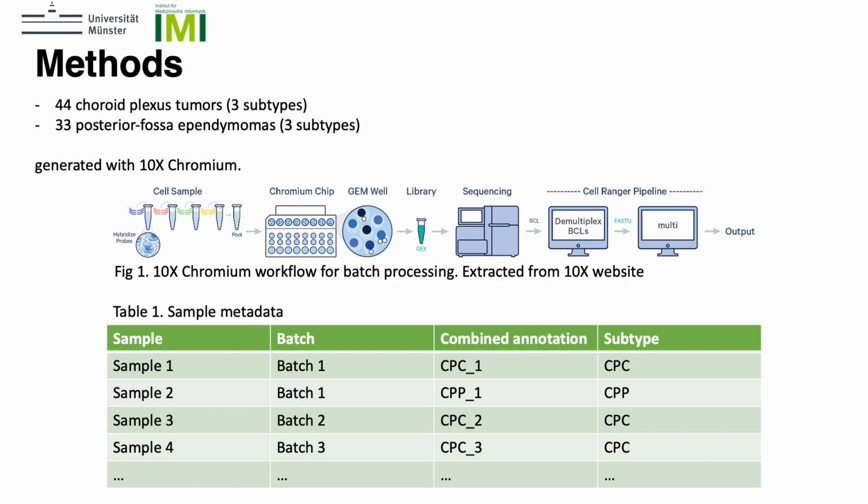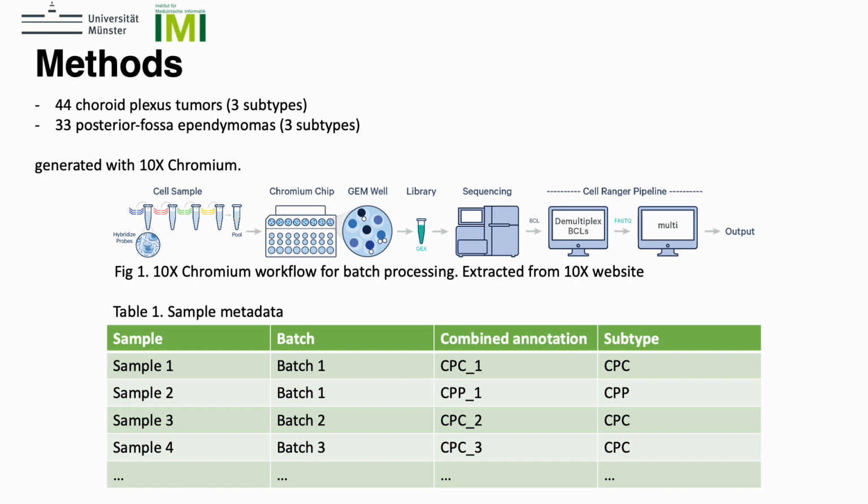Figure 1 here shows the workflow of 10x Chromium technology for fixed RNA profiling. Samples are processed in batches, resulting in less variability between samples from the same batch. Therefore, an integration only taking into account batches as independent experiments might be better for the analysis of this data.